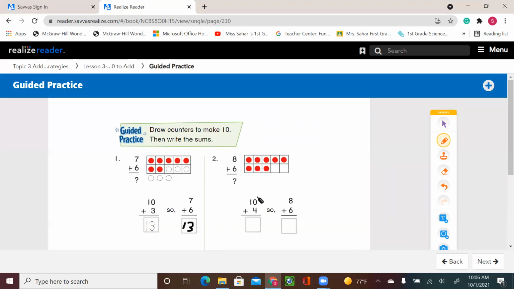All right, let's work with this one. Number 2, 8 plus 6. This is my 10 frame. I put inside 8 counters. So 1, 2, 3, 4, 5, 6, 7, 8. And I have 6. So I'm going to put my 6 counters outside.